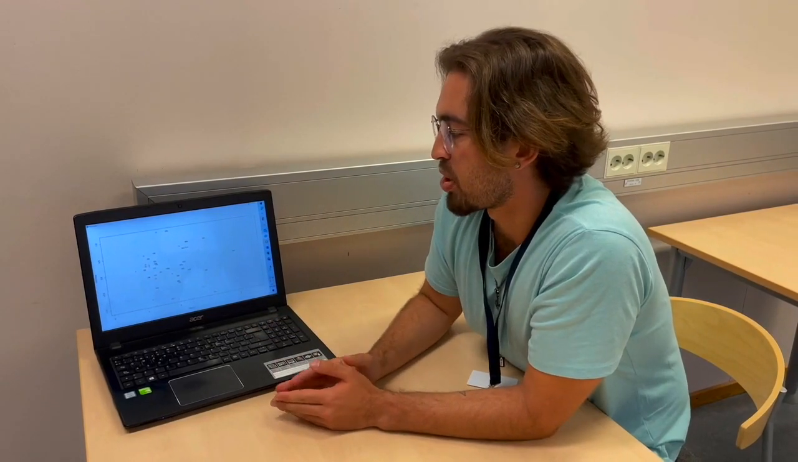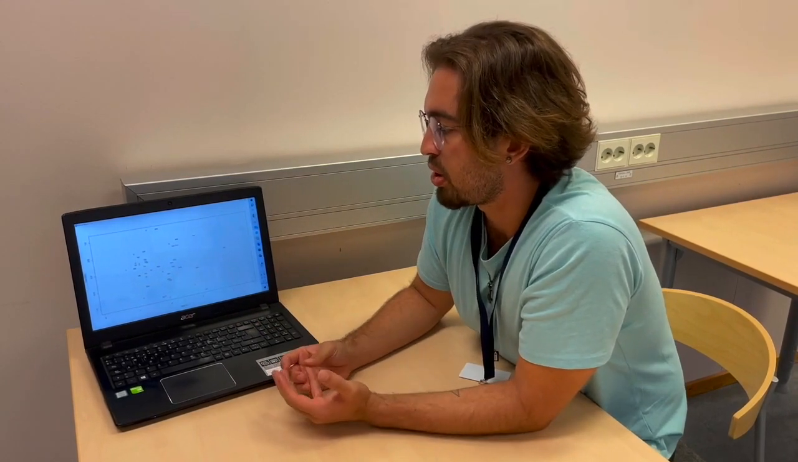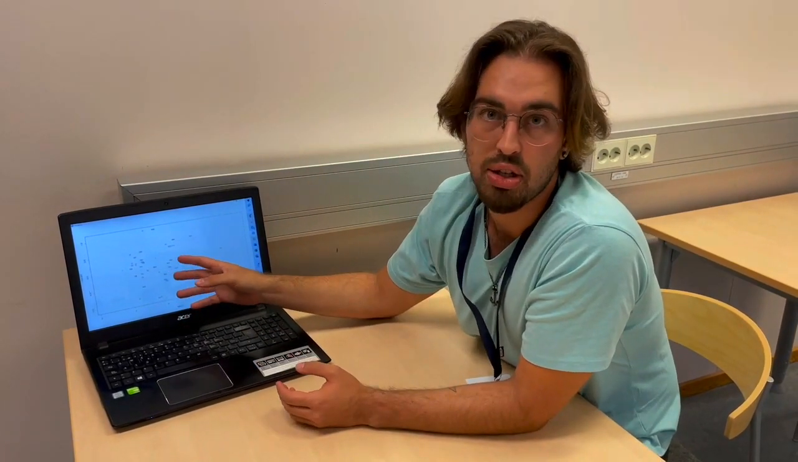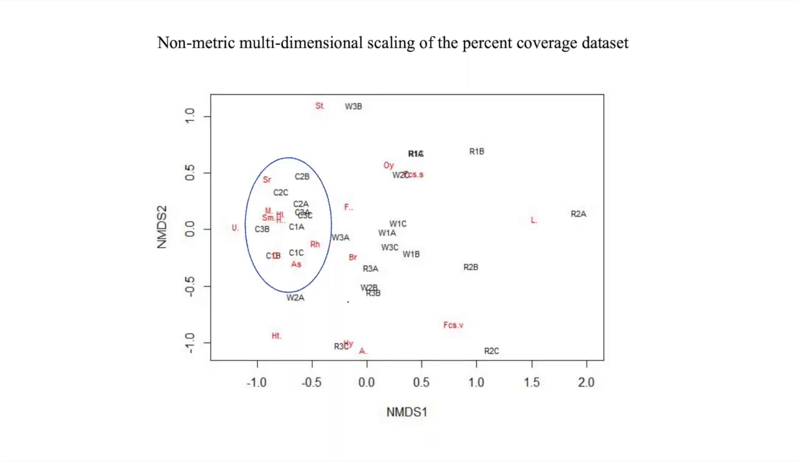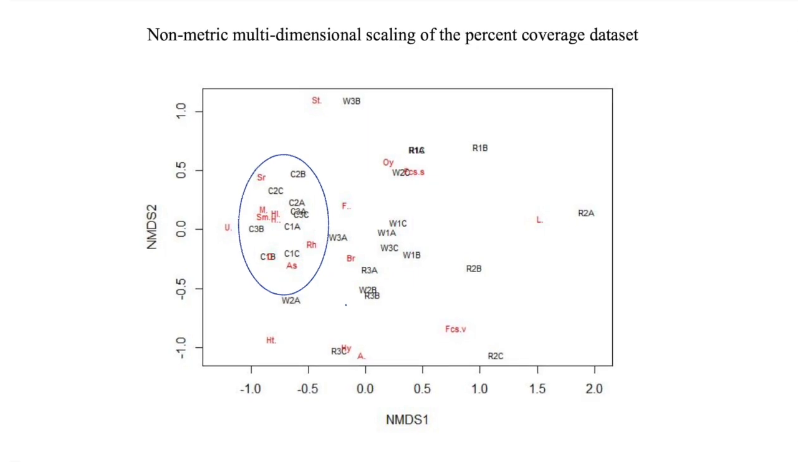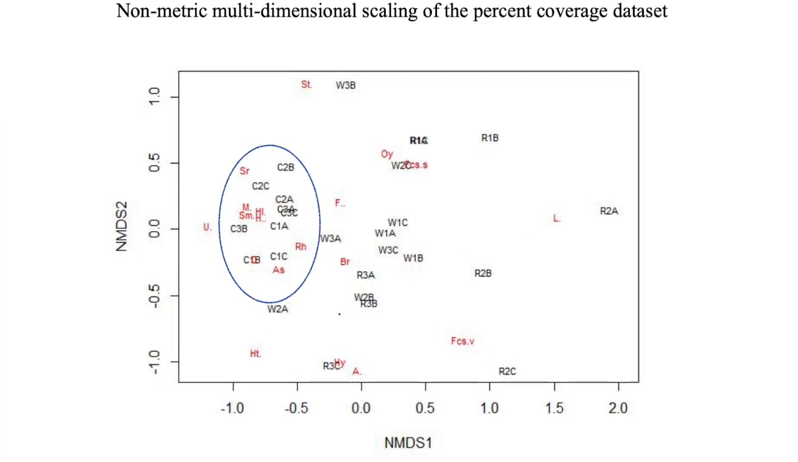In these NMDS plots, from the percentage coverage that we got from our photos, we can conclude that there are significant differences in each of the substrates. As we can see, there is a cluster here of the concrete, while wood and rocks are quite more separate and more similar between them.